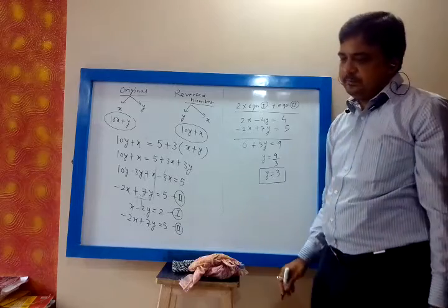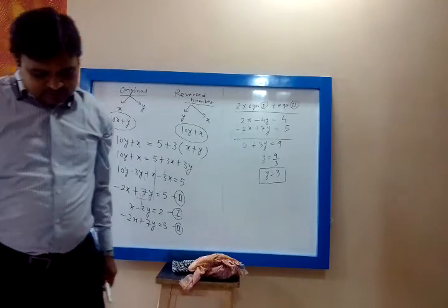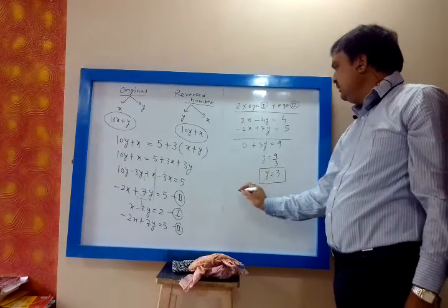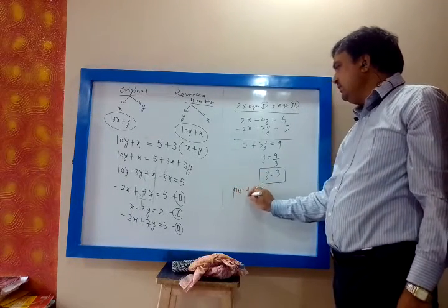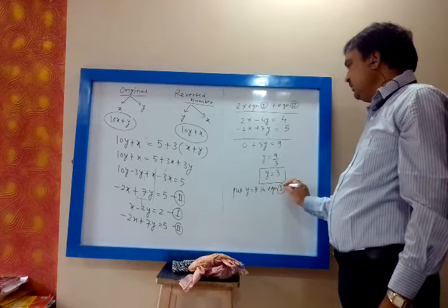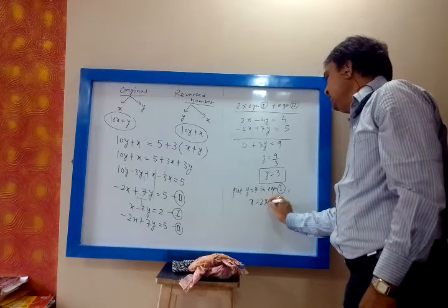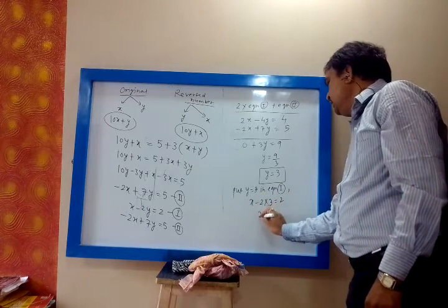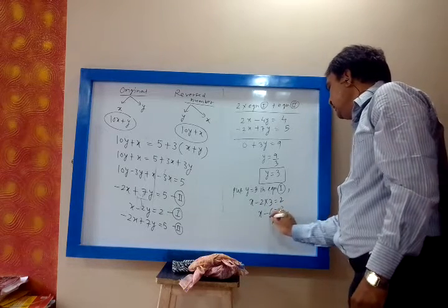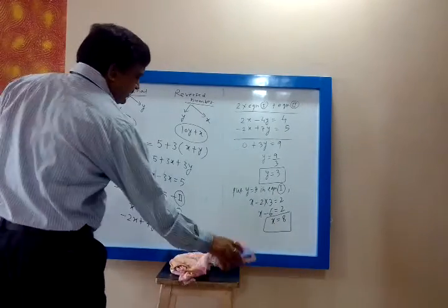When y is 3, we find the two digit number. Put y is equal to 3 in equation 1. X minus 2 into 3 is equal to 2. X minus 6 is equal to 2. X is equal to 8. So the required two digit number is 10x plus y.